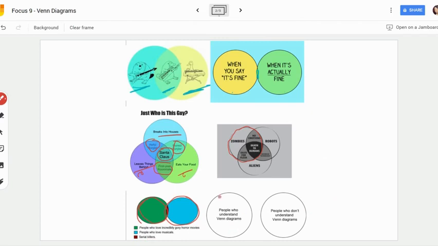And then there's people who understand Venn diagrams, and people who don't understand Venn diagrams. This is a case where there really can't be an intersection. There can't be a middle spot because these are completely opposite things. You either understand it or you don't. You can't both understand it and not. So that's neat. Hopefully you got a chuckle out of that.